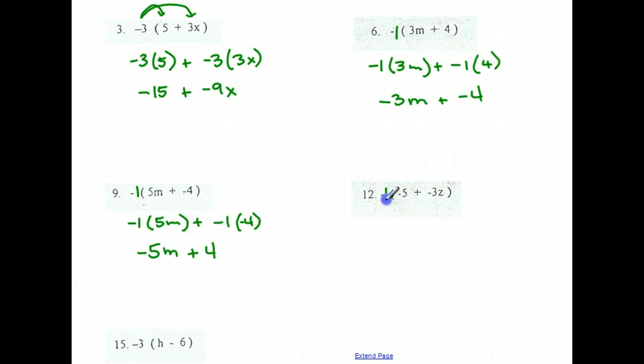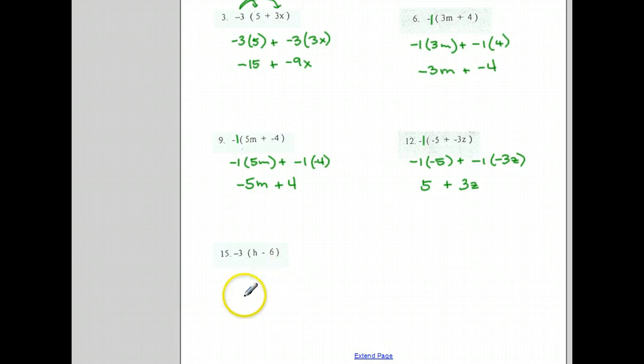12, again, we're just distributing that negative. Negative 1 times negative 5, plus negative 1 times negative 3z. Negative 1 times negative 5, positive 5, plus negative 1 times negative 3z, positive 3z.